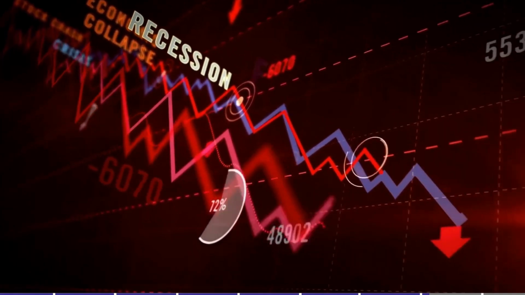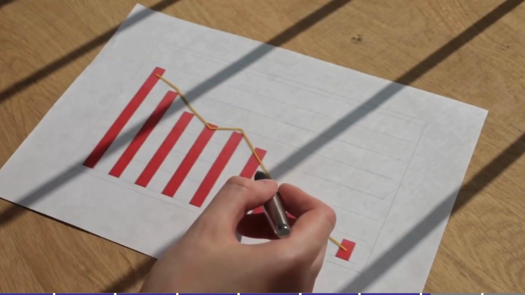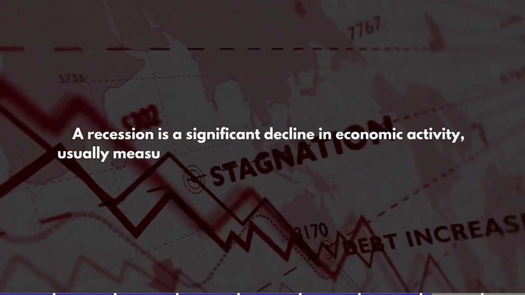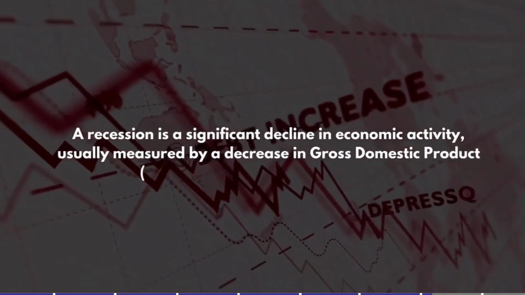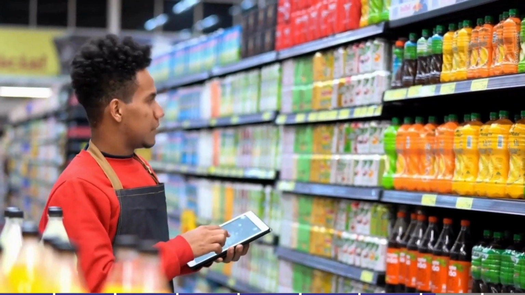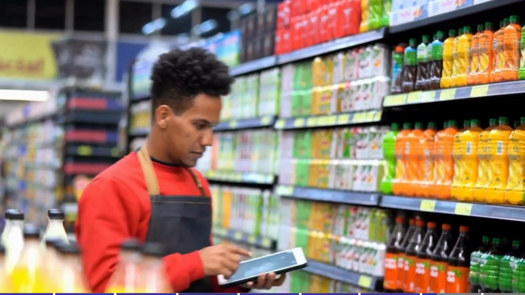What is a recession? Before we dive into the strategies on how to make money during a recession, it's important to understand what a recession is and how it affects people. A recession is a significant decline in economic activity, usually measured by a decrease in gross domestic product, GDP, for 2 consecutive quarters. During a recession, businesses struggle to make profits, leading to layoffs and a decrease in spending, which can have a ripple effect on the overall economy. In simpler terms, a recession means that the economy is not doing well and people are not making as much money as they used to.